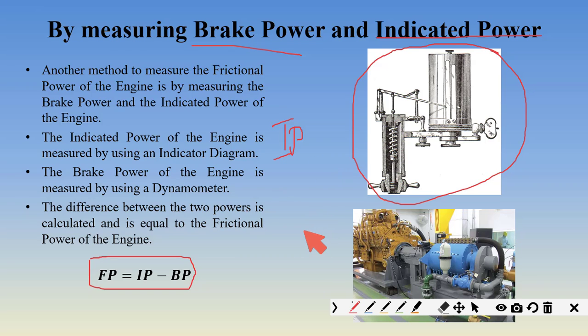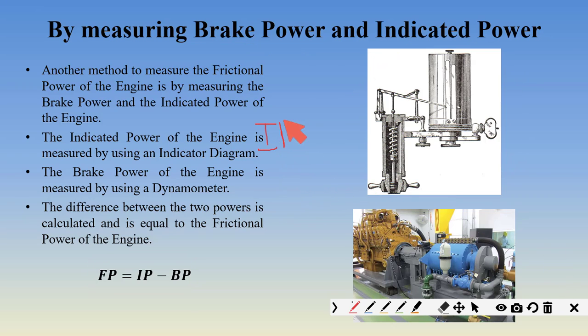So nowadays during engine testing, people find the indicated power, they find the brake power, and they subtract BP from IP, and that is how they get FP. At the same time, they also use some other method, for example, the Morse test, the Williams line method, or the motoring test, and they find the friction power by that method also. And they check if these two values are close by.